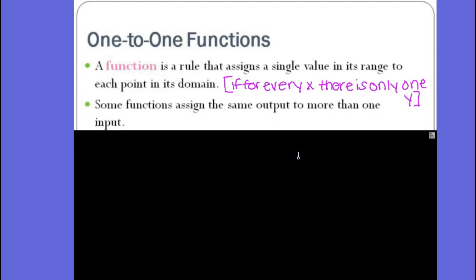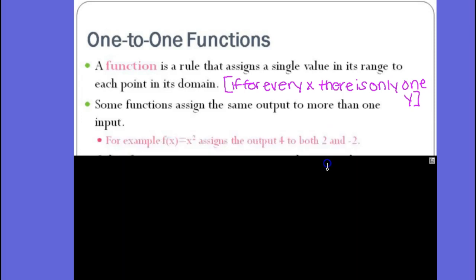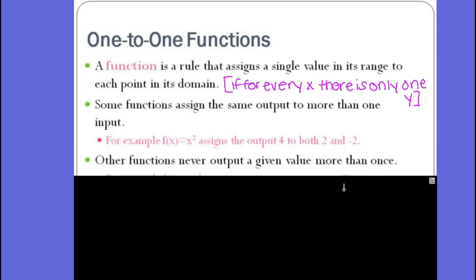Some functions assign the same output to a different input. Parabolic curves are examples of those. x equals 2 and x equals -2 for the function x squared both give the output of 4. So some functions assign the same output to more than one input. Same example: x squared assigns output 4 to both 2 and -2.